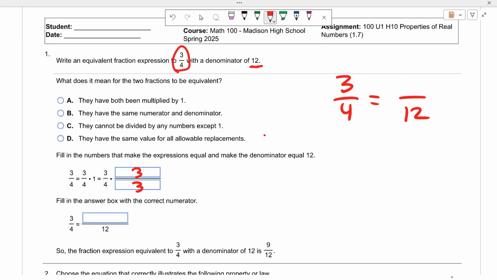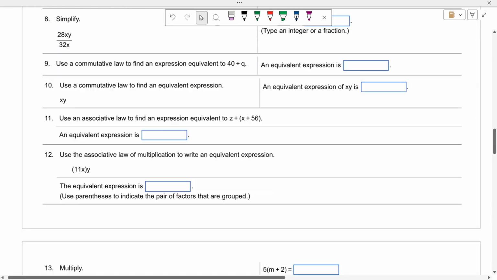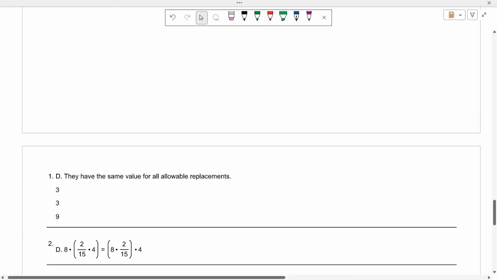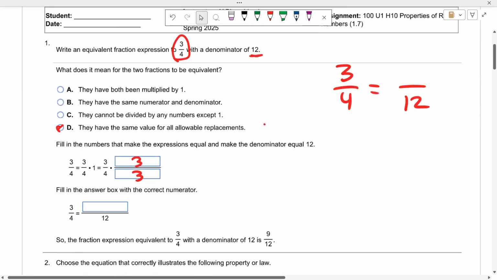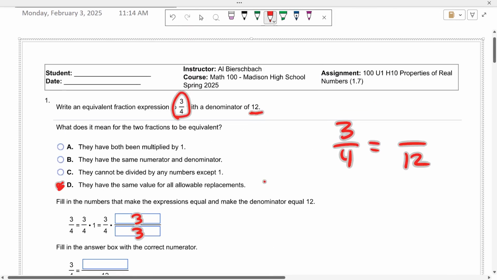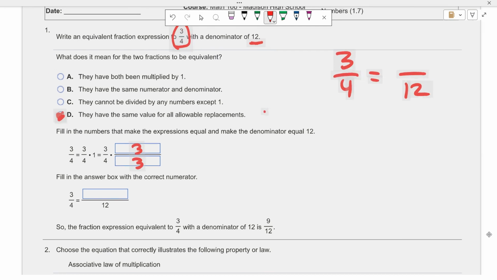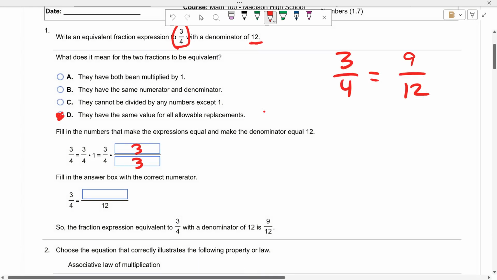So what does it mean for the two fractions to be equivalent? They have to have the same value. I think it's this one. Let me check for sure. Yeah, some of their wording sometimes is just, Did I go past it? No. Yep. So the same allowable replacements. Okay. So if we multiply by 3 both places, what are we going to get? 9 out of 12.